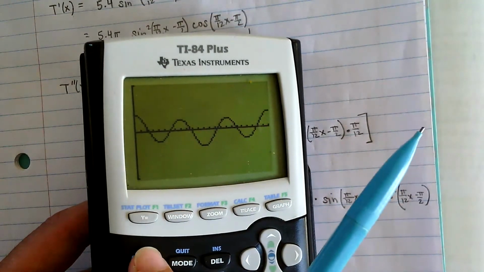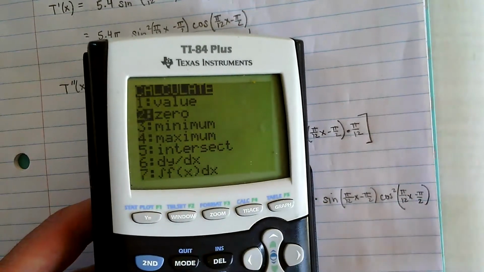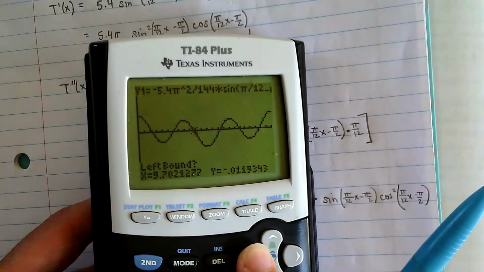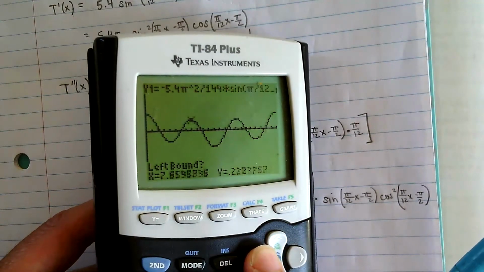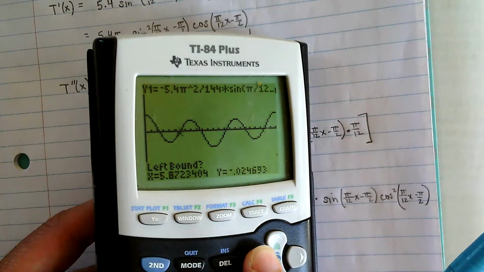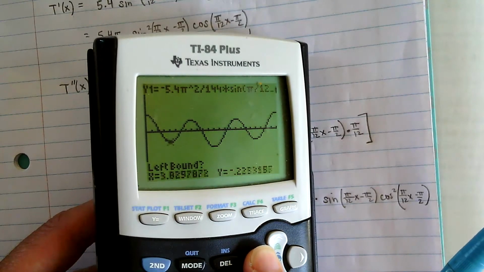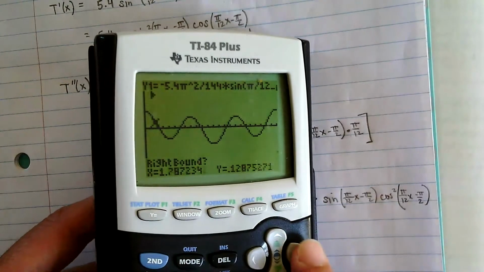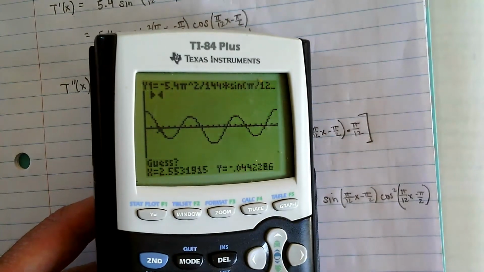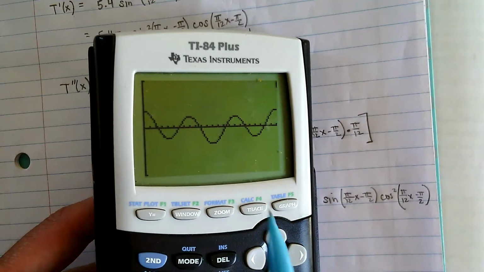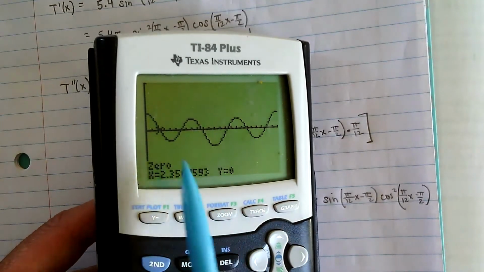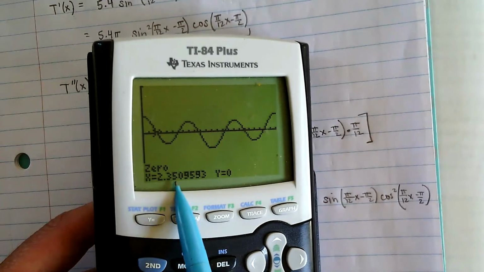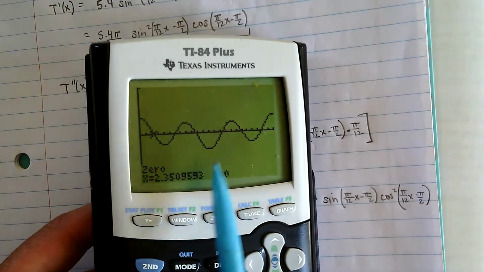So second trace 0, I'm going to look for, I'll find the first 0. We'll do a left bound and a right bound. Enter, enter, enter. And 2.35 is the point of inflection, the first one.